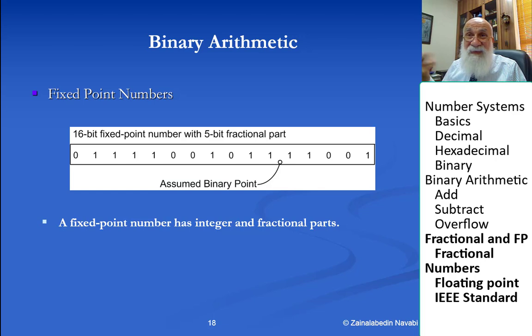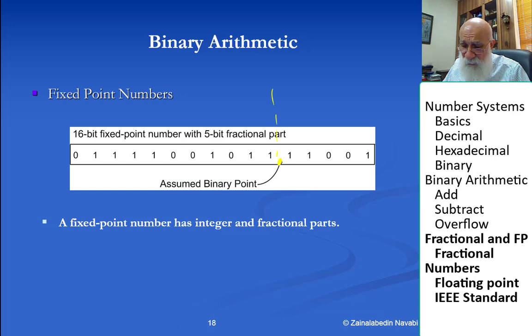How do you represent numbers that have fractional parts in a word, in a digital computer, in a computer system, say? You assume a binary point position, okay? So you say, well, this is a 16-bit number.